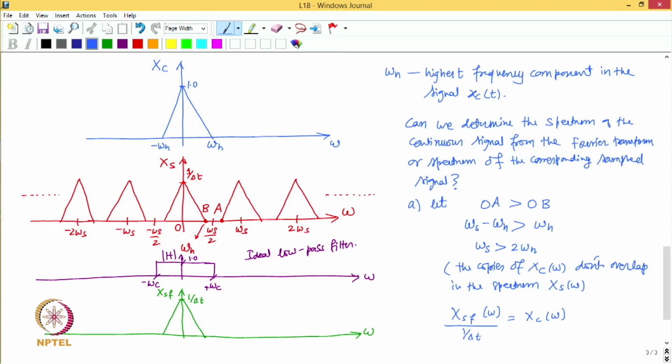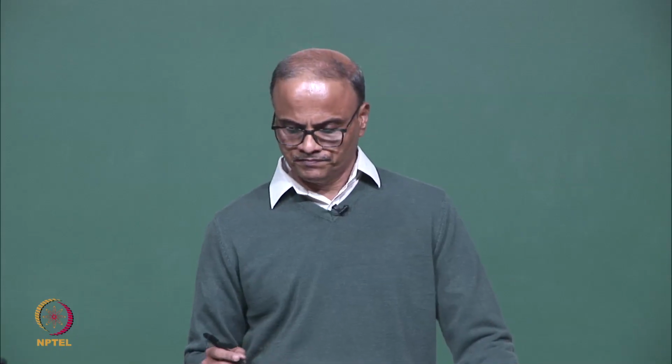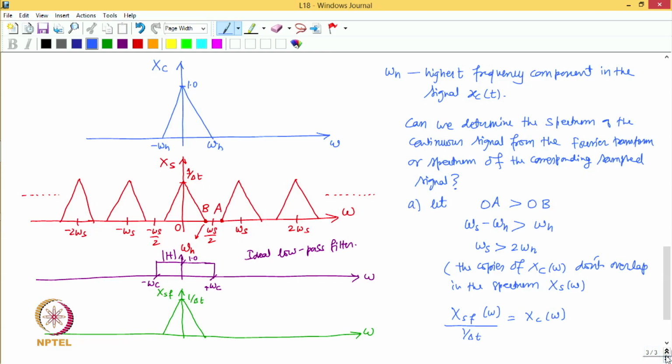When the sampling frequency at which the signal was sampled is more than 2 omega h, the retrieval of the spectrum of the continuous signal from the spectrum of the sampled signal is possible. Let us see another case where this condition is not satisfied. Let us go to the next page.